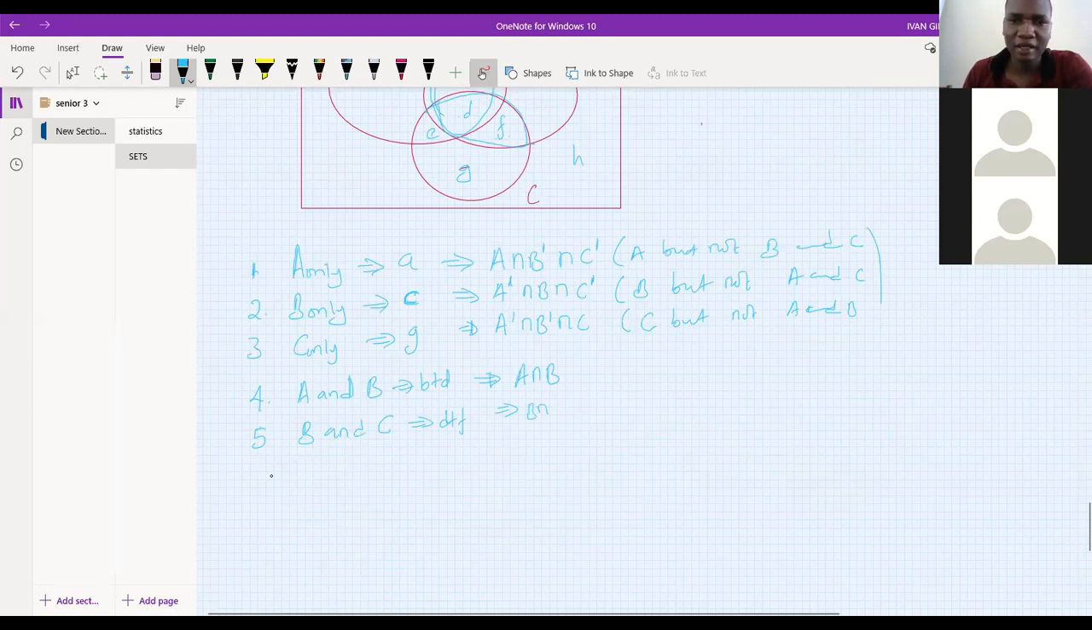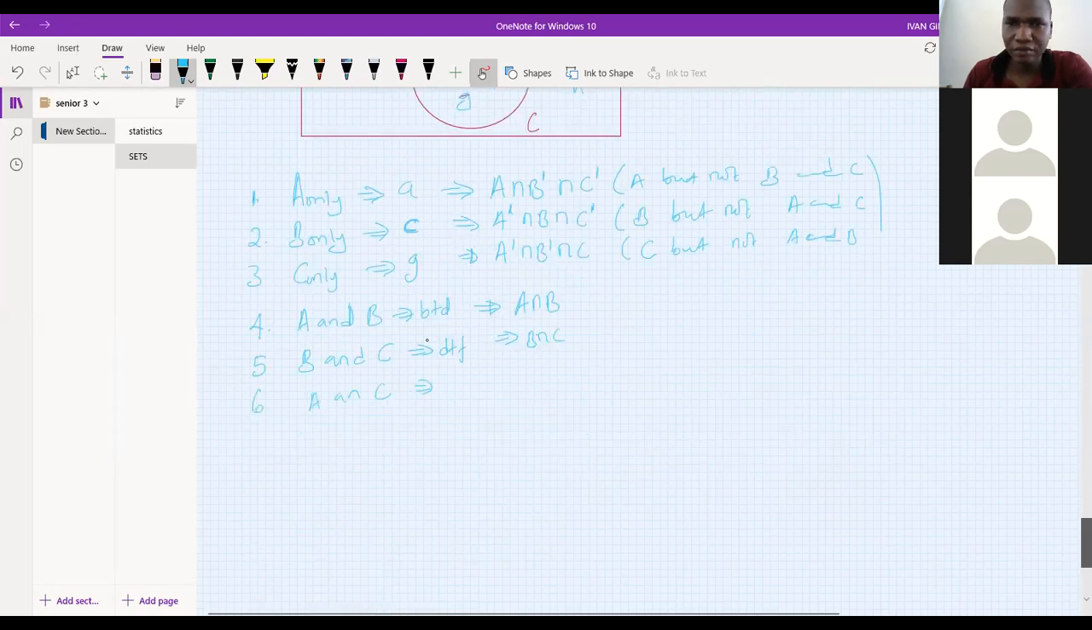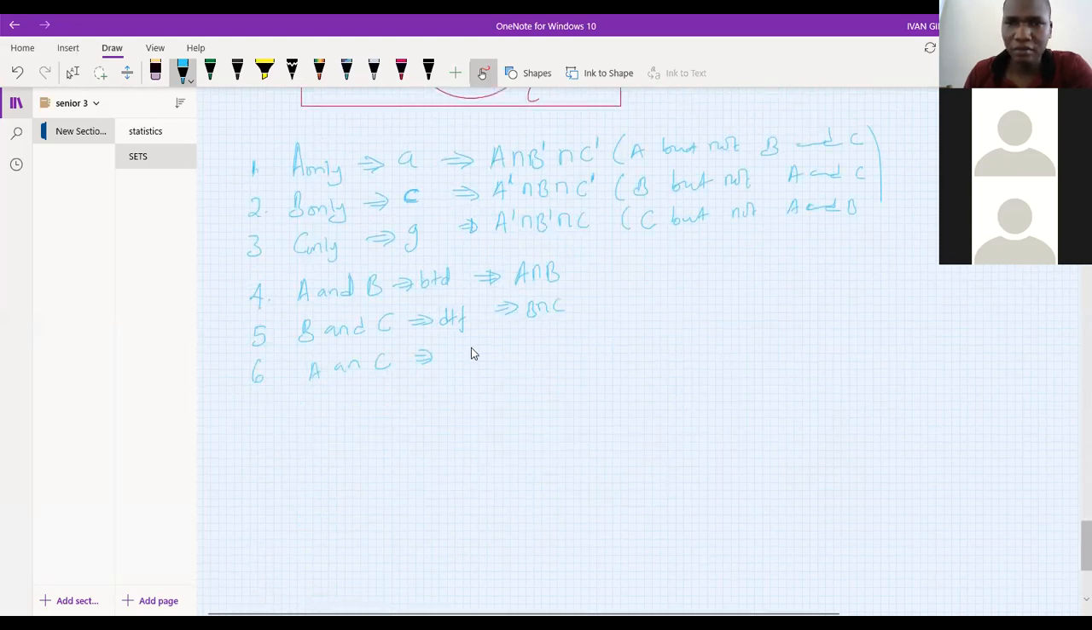Then, lastly, we have A and C. You also look in your Venn diagram. Where is A and C? A and C will be this. That is D plus E. That is A intersection C.